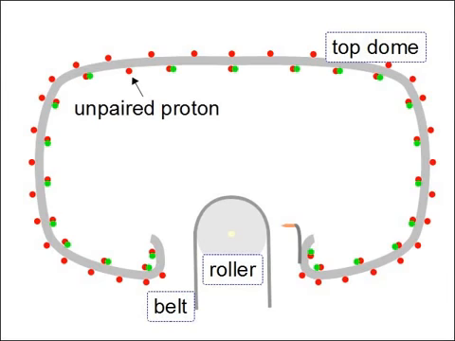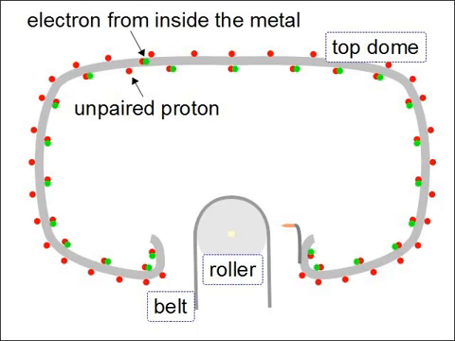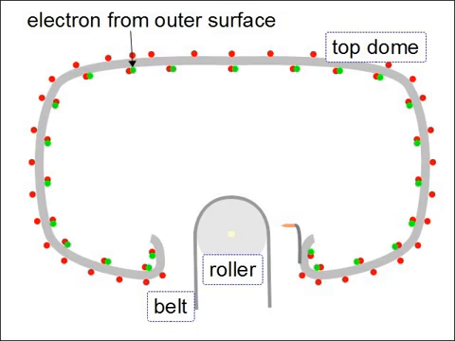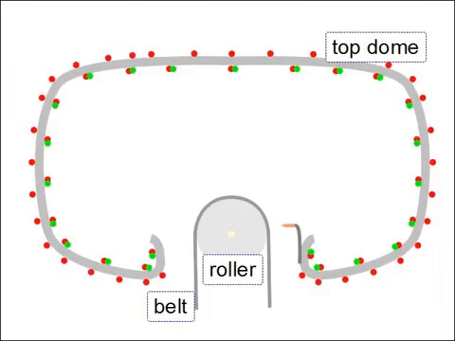Let's do that again. We remove an electron, leaving another unpaired proton. But this time there's no unpaired electron around on the inner surface, so one will be attracted from the inside of the metal itself or from the outer surface. But that may leave a lone unpaired proton on the outer surface.